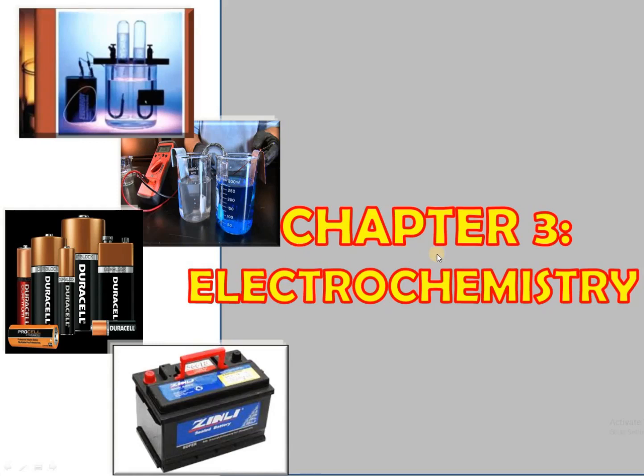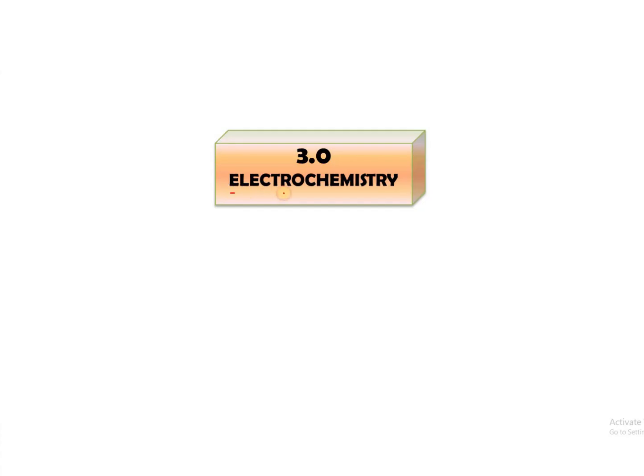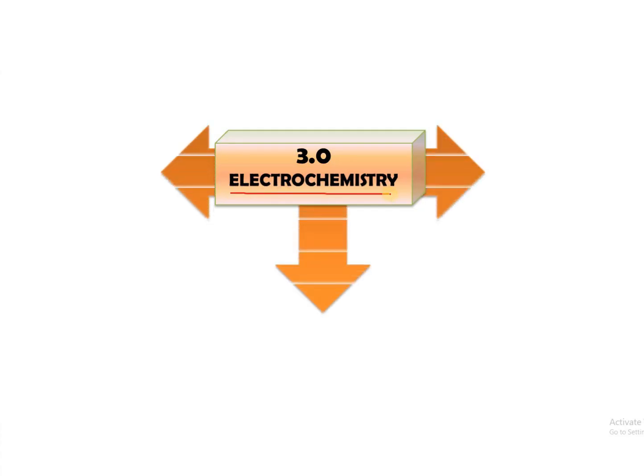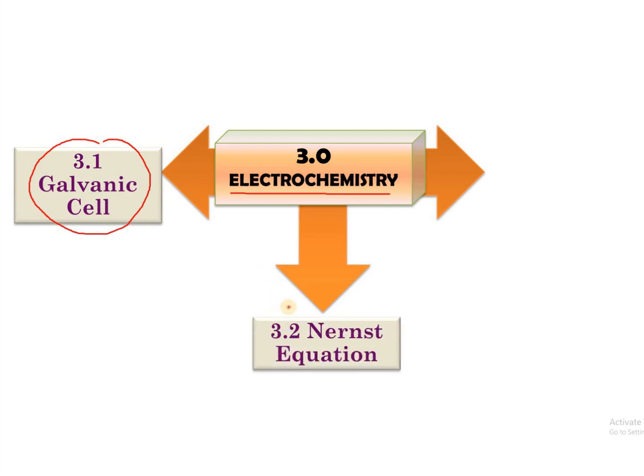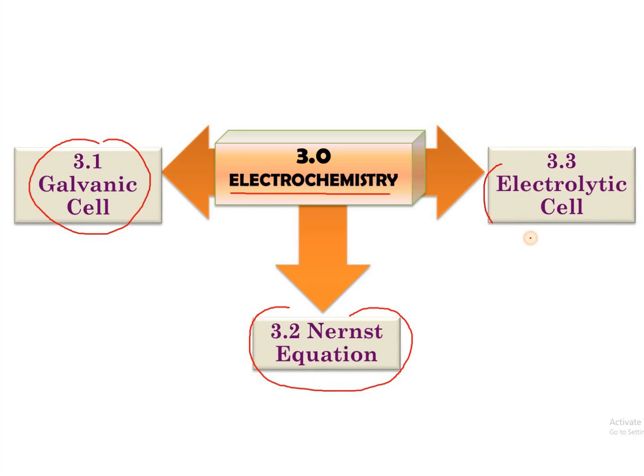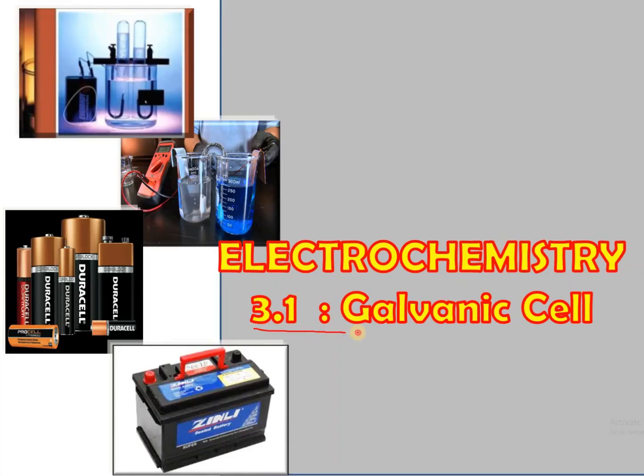Now we focus on chapter 3. So chapter 3 is about electrochemistry. In chapter 3 electrochemistry, there are 3 subtopics. Subtopic number 1, 3.1, is about galvanic cell, 3.2 is about the Nernst equation, and 3.3 is about electrolytic cell. So we focus on the first subtopic, 3.1 about galvanic cell.